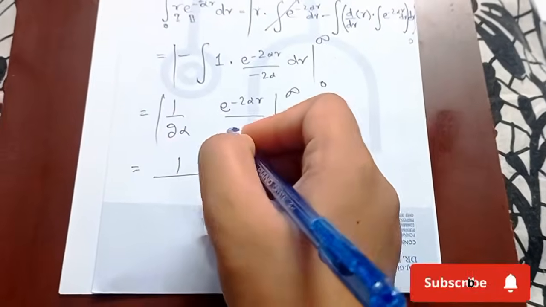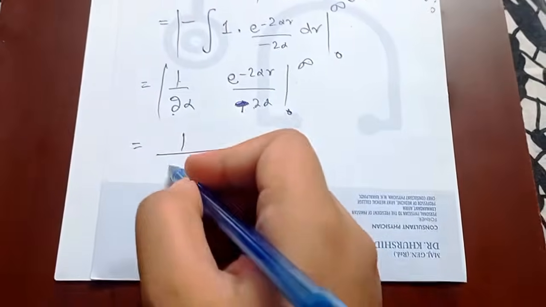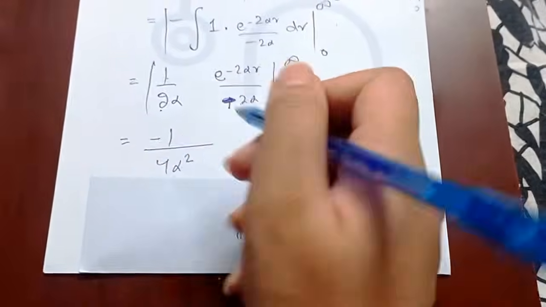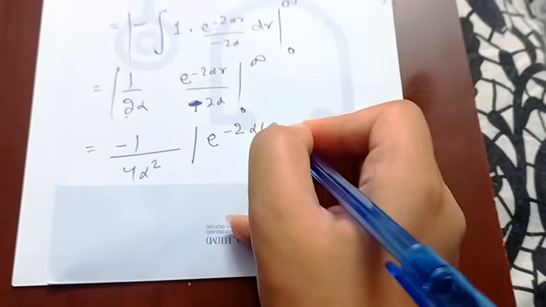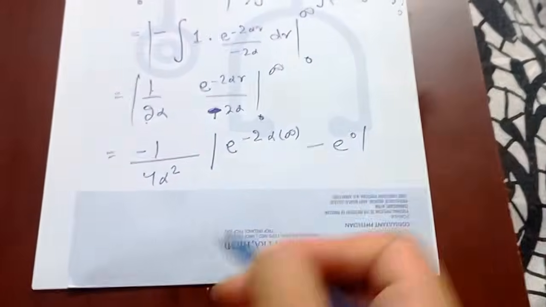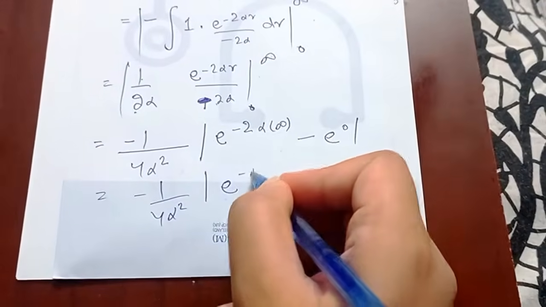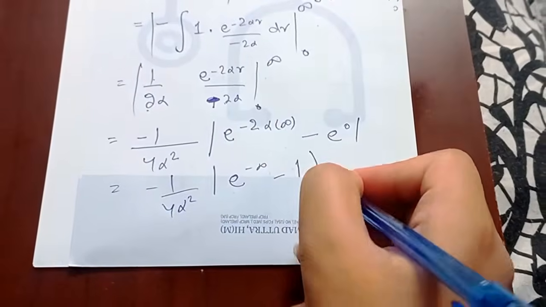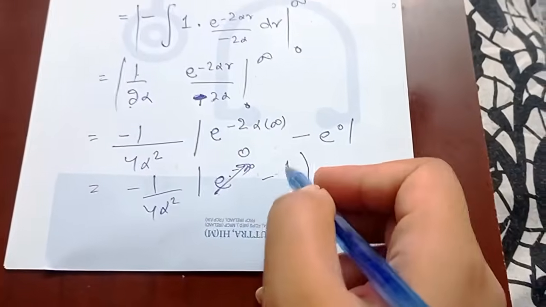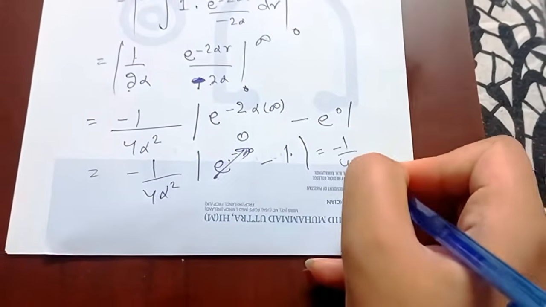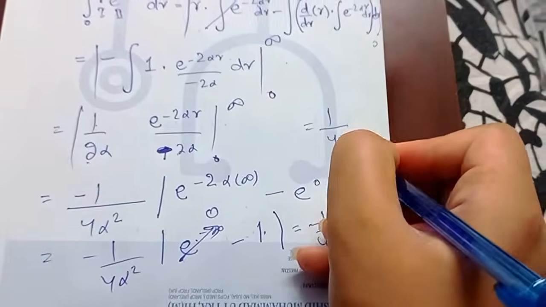Oh, sorry. It's negative here, 1 over 4 alpha squared with a negative sign. Applying the limit of integration: e to the power minus 2 alpha into infinity minus e to the power 0, times minus 1 over 4 alpha squared. e to the power minus infinity is 0, e to the power 0 is 1. So 0 minus 1 results in minus 1. Minus 1 becomes plus 1. So we got 1 over 4 alpha squared.